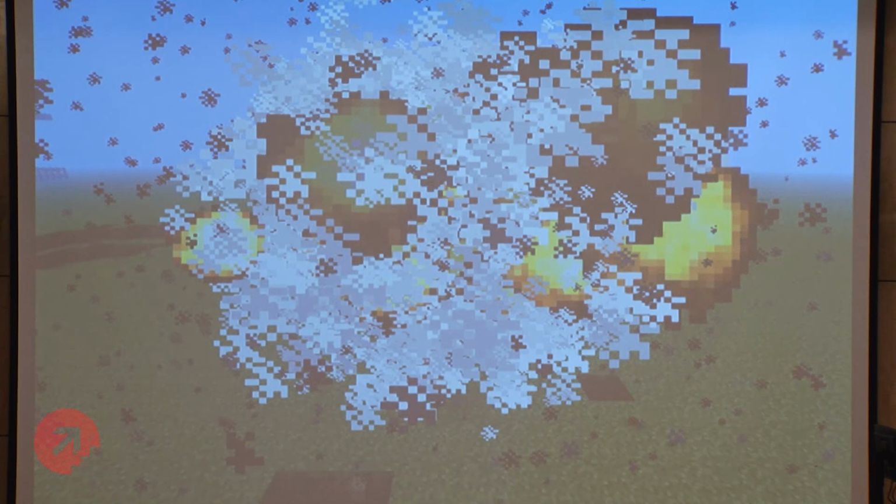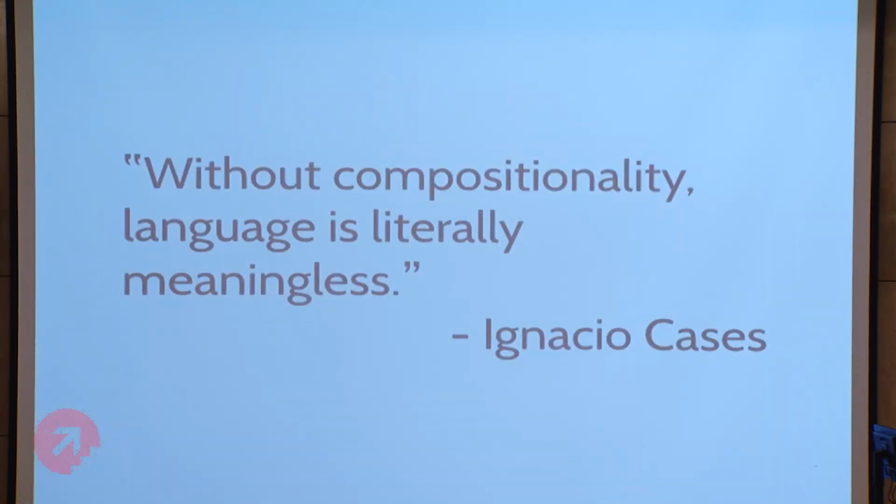All right, so entropy, I want to say, is the opposite of meaning. I want to quote my good friend Ignacio Casas, who is a Scala aficionado. He's at Stanford University in linguistics. He says, without compositionality, language is literally meaningless. He's talking about natural language here, but I want to say that this applies equally to programming languages.